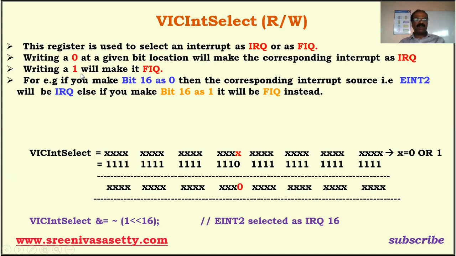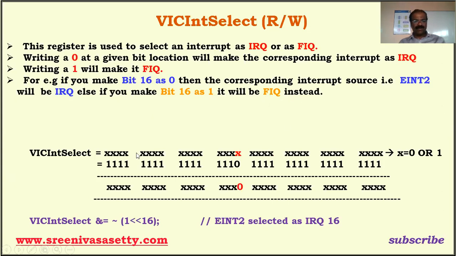For example, that is 1 for FIQ, 0 for IRQ. That's the meaning of this. Writing a 0 at a given bit location makes the corresponding interrupt an IRQ. Writing 1 will make it a FIQ, fast interrupt request. Suppose in this example we make bit 16 as 0, then the corresponding interrupt source, EINT2, will be IRQ. Else, if we make bit 16 as 1, it will be FIQ, meaning fast interrupt request.